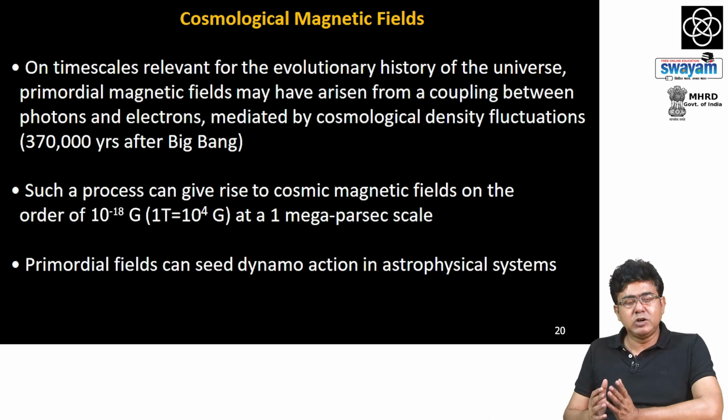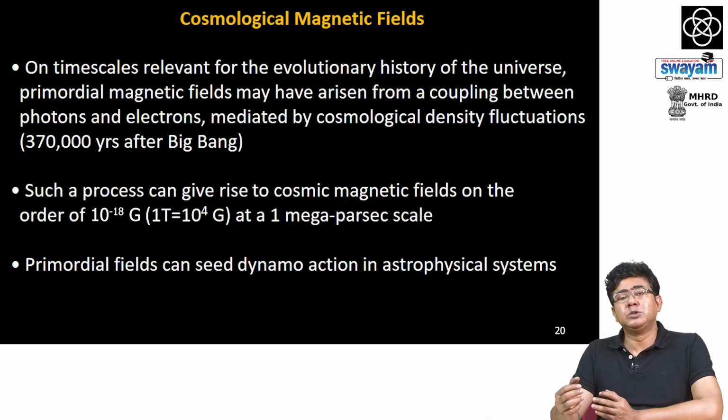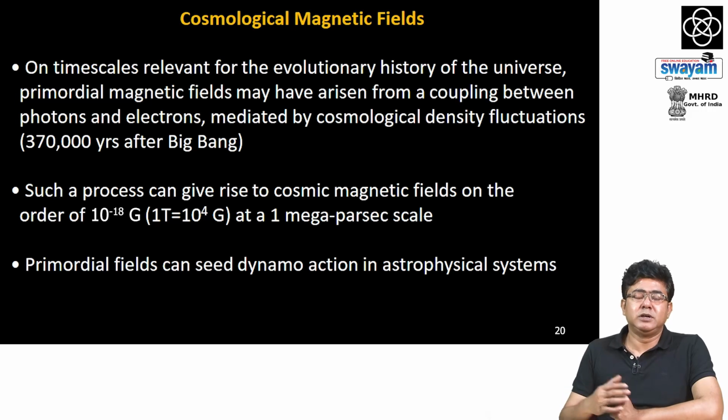So, in the cosmological context, it is believed that magnetic fields early on resulted from a coupling between photons and electrons, which was mediated by cosmological density fluctuations when the visible universe emerged about 370,000 years following the Big Bang. Different estimates and measurements based on these fluctuations pin down this magnetic field at something on the order of 10 to the minus 18 Gauss. Now, this is extremely small, but this was essentially present all across the universe.